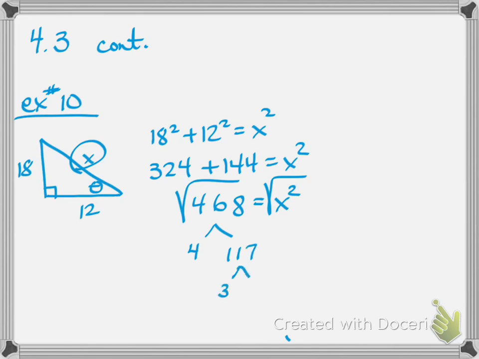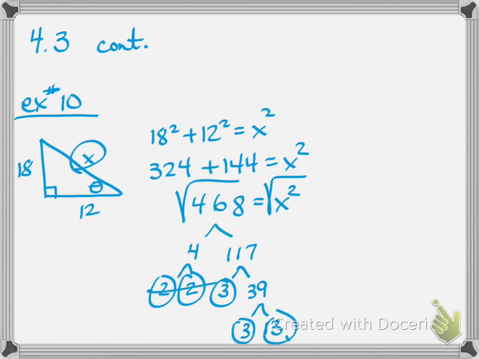So we'll do 4 and 117. 117 breaks down to 3 and 39, 4 breaks down to 2 and 2, and 39 is 3 and 13. So these are our primes. I've got a pair of 2s to come on the outside, another pair of 3s to come on the outside, with that 13 left over. So it's 6 square root of 13. So I'm just going to erase that x. We found that value now, 6 square root of 13.